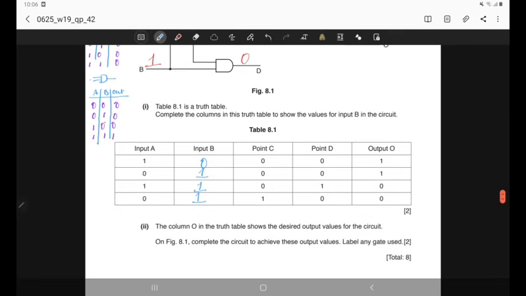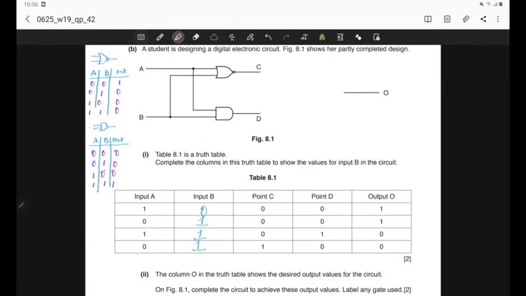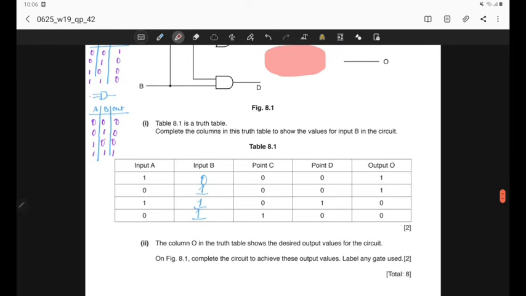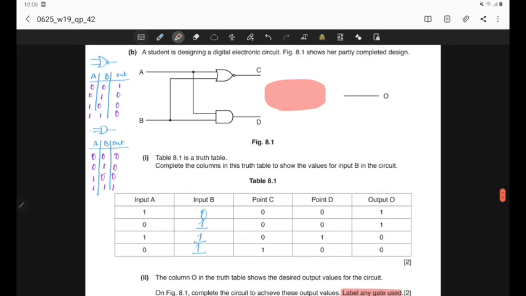Next, part 2. The column O in the truth table shows the desired output values for the circuit. On figure 8.1, complete the circuit to achieve these output values. Label any gate used. So looking back to the circuit, it's clear that this part is not available. So we have to fix a gate here, as mentioned, label any gate used, in order to get an output of these values. From these two values, you should get an output 1, 1, 0, 0.